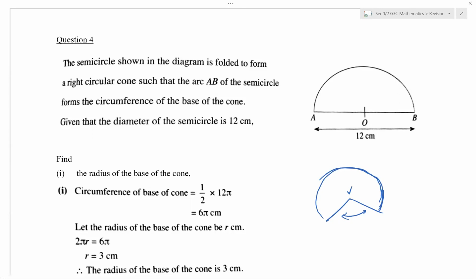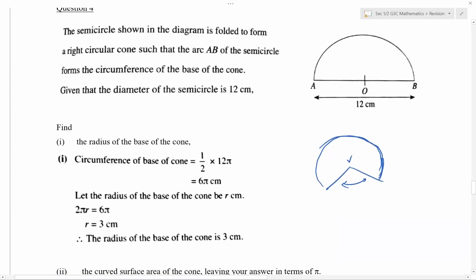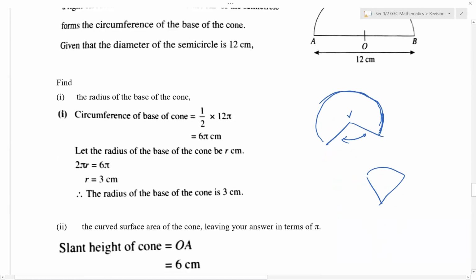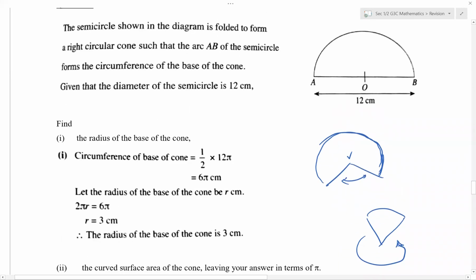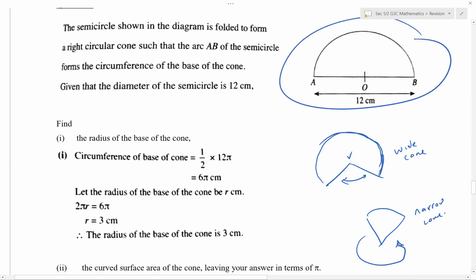So the blue color one is one way to form our cone. We can even use smaller sectors, for example, like this. Even this can be used to form a cone. Just join these two together. You will get a very narrow cone, whereas this will be a very wide cone. And then a semicircle is just a special case of a sector. It is just exactly half a circle. So you still get a cone.